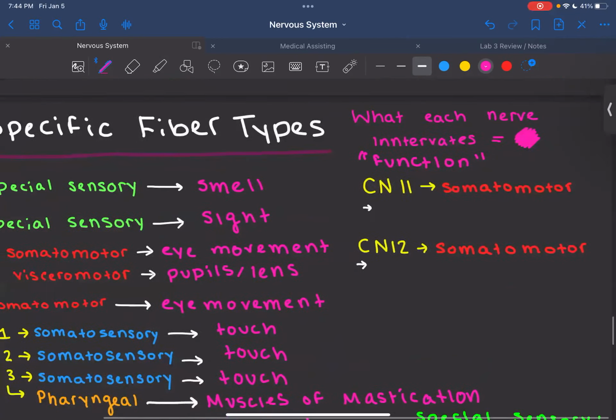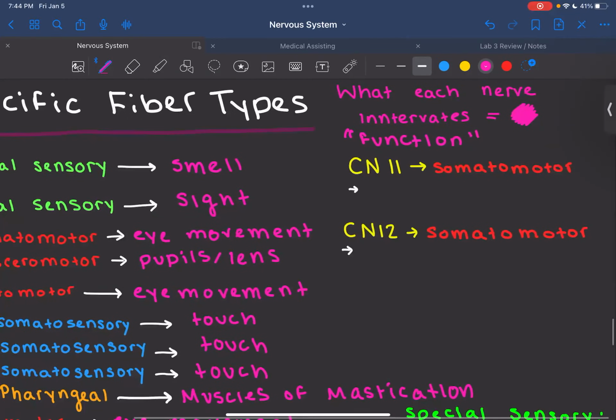Moving up to our last 2 nerves here, we have cranial nerve 11 and 12, both of which have somatomotor innervation. So for 11, our spinal accessory nerve, that is going to be responsible for the trapezius muscle. I just don't really feel like spelling it out right now. And also the sternocleidomastoid. Oh my gosh, I'm really hoping I'm spelling that right. That's one of the big muscles kind of on the neck.